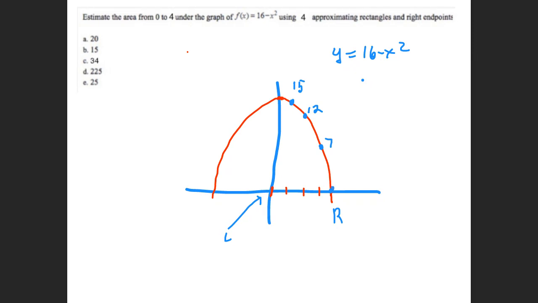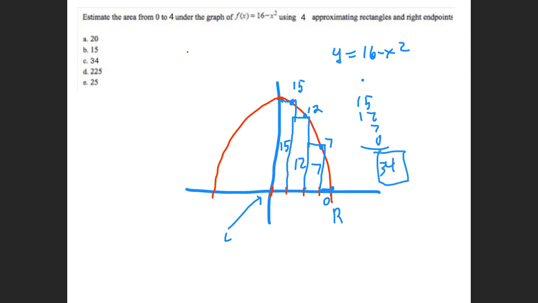So my first rectangle is just going to be 0. And then my second rectangle, because it's a right rectangle and I'm going from the right-hand side, is 7. Then my next rectangle is going to be 12. And my last rectangle is going to be 15. So if I add all these up, 15 plus 12 plus 7 plus 0, that should give me the approximate area underneath this curve using right rectangles. So what is that, 34?